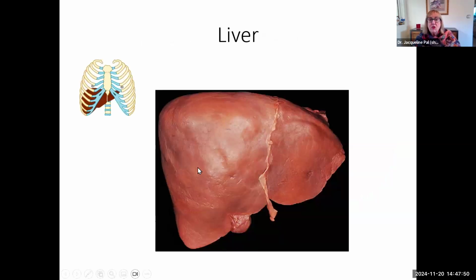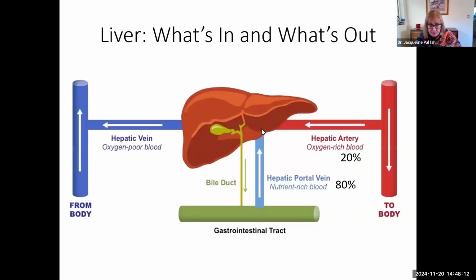So let's get started with the liver. The liver is the largest organ inside your body. Most of it is tucked up under your rib cage on the right side of your chest, but as you can see, it does cross over the midline to the left side as well.